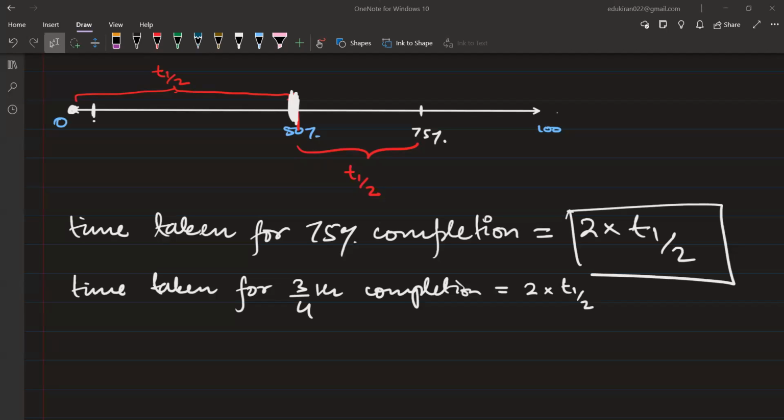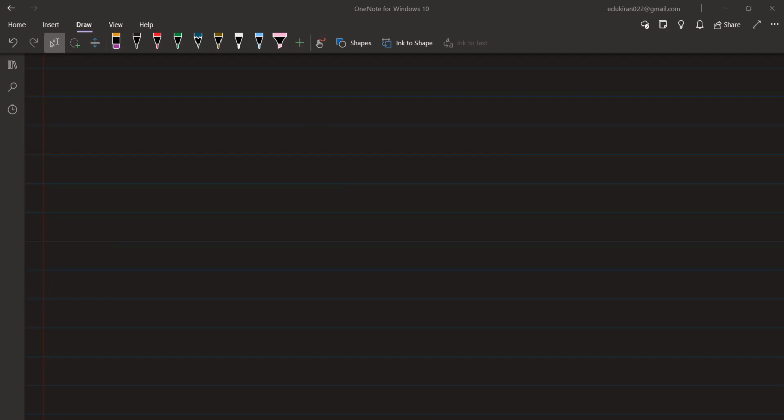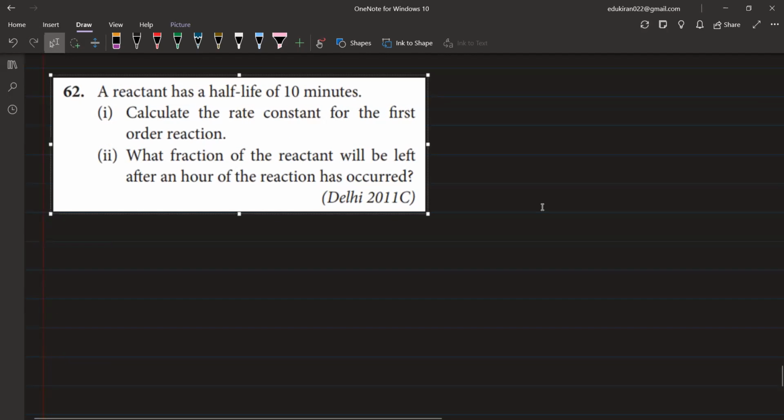Write down a question. A reactant has half life of 10 minutes. Calculate the rate constant for the first order reaction. Okay, whenever you have this half life, you know what is the formula for half life? T half is equal to how much for first order reaction? Please tell me, quickly. T half is equal to 0.693 divided by K.